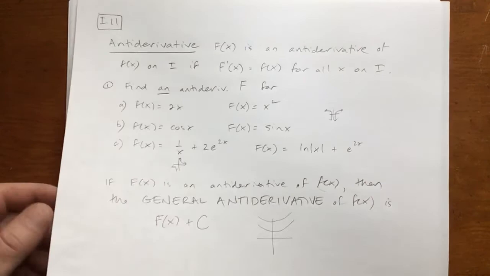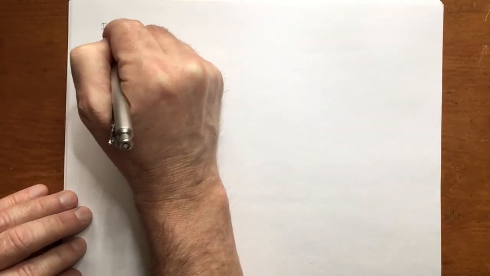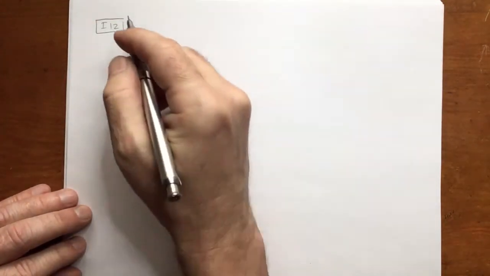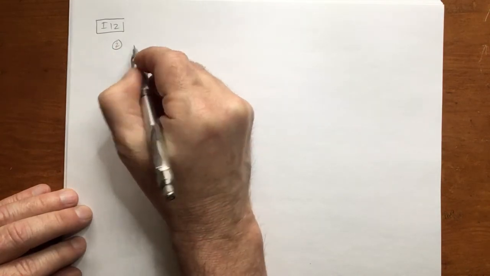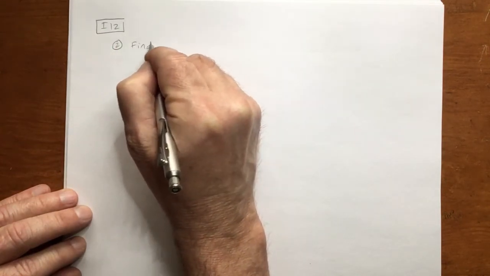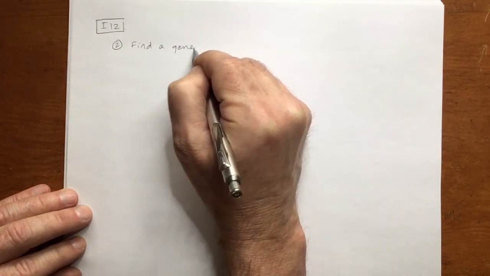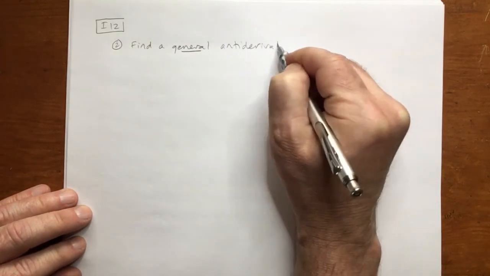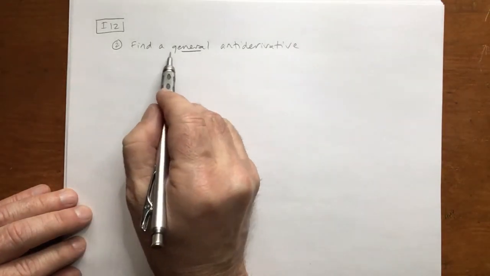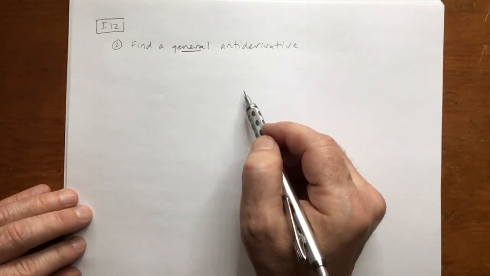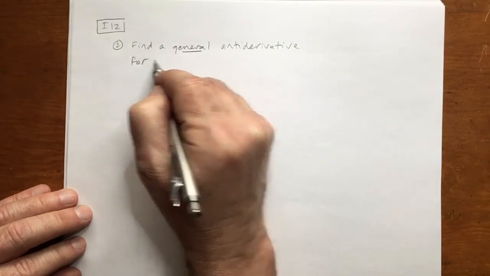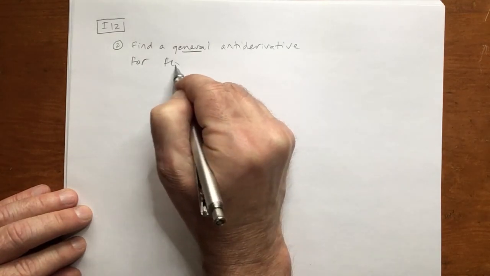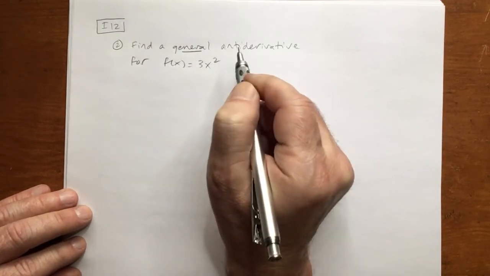So next time, we're going to start, this will be video I12. I'm not going to actually do this problem. I'm going to let you have a chance to try it on your own. This will be problem 2. And so just have to be careful with the wording. We're going to find a general antiderivative, okay, for f of x equals 3x squared.